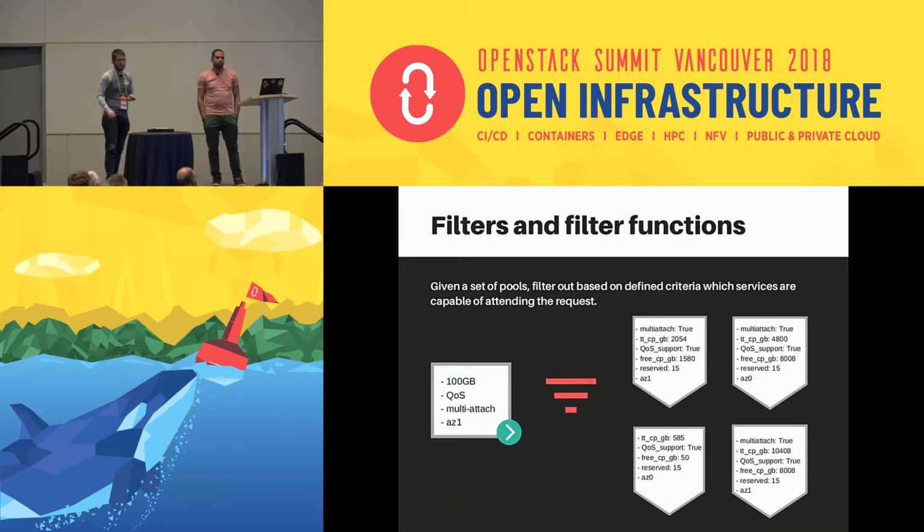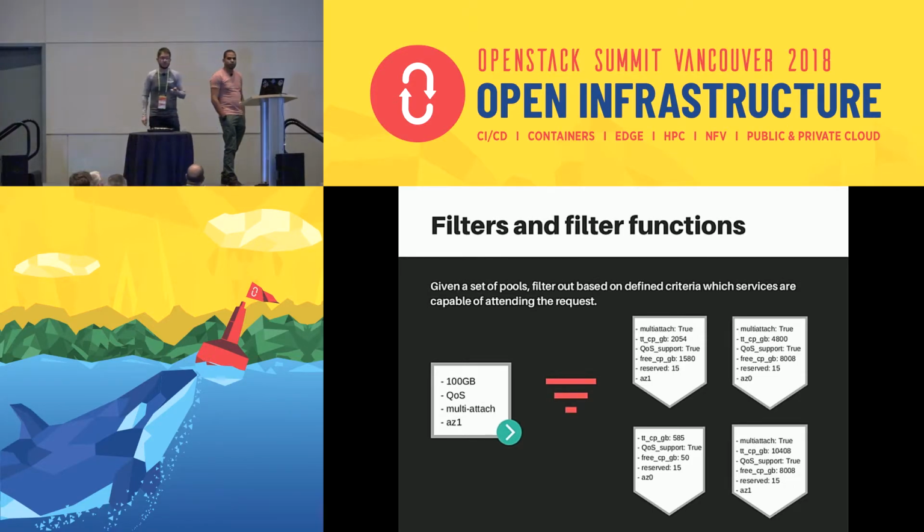So here we have an example of how this request will be made, how the scheduler will choose a pool to receive a request. In this example, we have 4 pools. Each pool has some capabilities. Some support multi-attach, some do not. Some support QoS, some do not. They all have different free capacities and different total capacities. And here our request is asking for a 100 gigabyte volume with QoS, multi-attach, and availability zone 1.